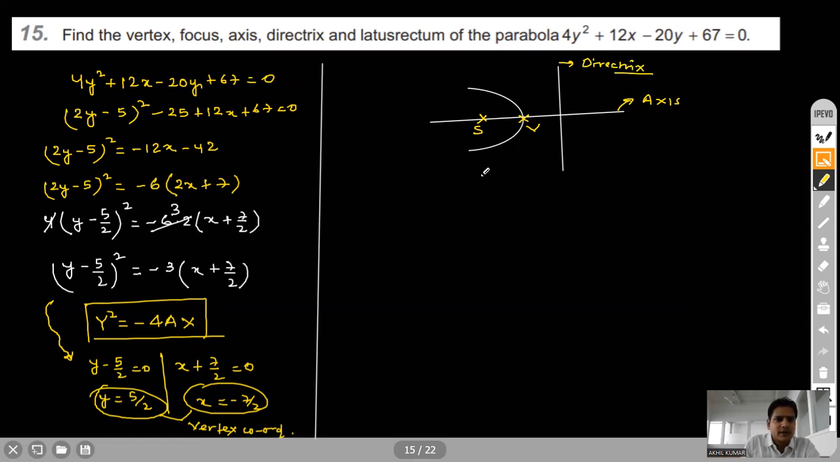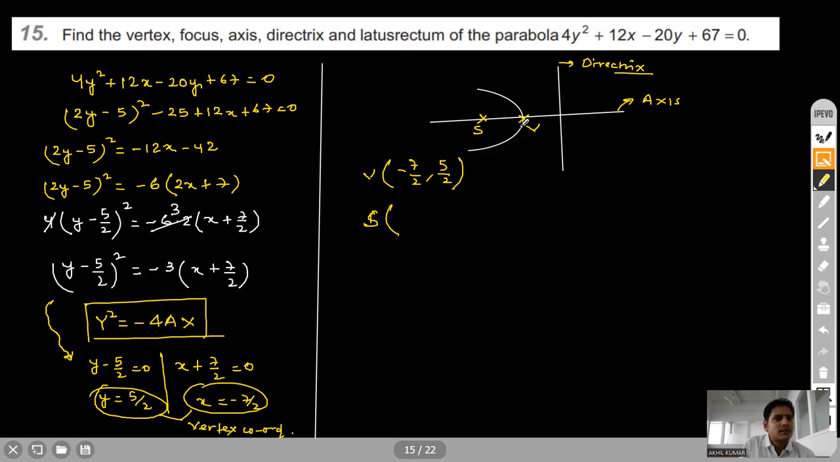So we got the vertex. The x coordinate is -7/2, so the coordinates of vertex is (-7/2, 5/2). And what next? We got vertex. What will be the focus? Like what will be the coordinates of S?